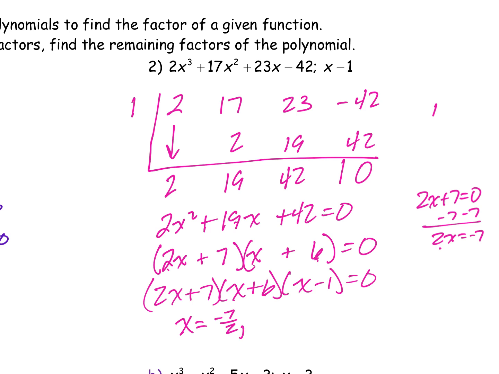And then what's the next one? Minus 6 and plus 1. Awesome. If there's a number in front of the x, I have to divide by that number, correct?